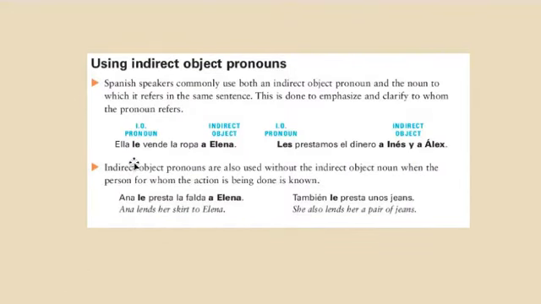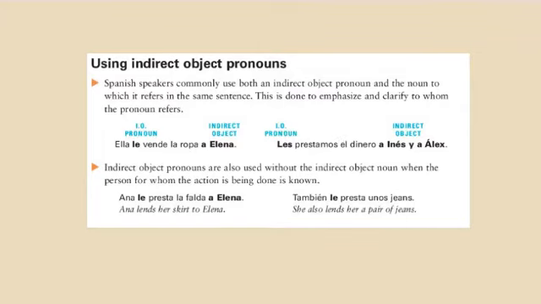Por ejemplo, ella le vende la ropa a Elena. In English, we would just have she sells the clothes to Elena. But in Spanish, you must also have the indirect object pronoun that corresponds to the indirect object, matching in number, no? Ella le vende la ropa a Elena. O les prestamos el dinero a Inés y a Alex. A Inés y a Alex, the word is plural, no? So it corresponds to les. Like, we lend the money to Inés y Alex, to them. Sort of redundant in that sense, no?